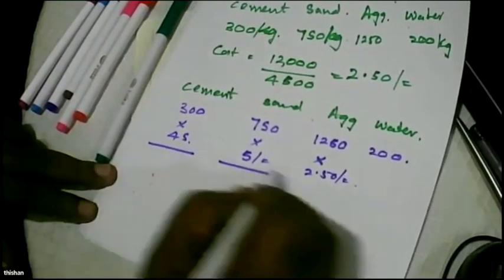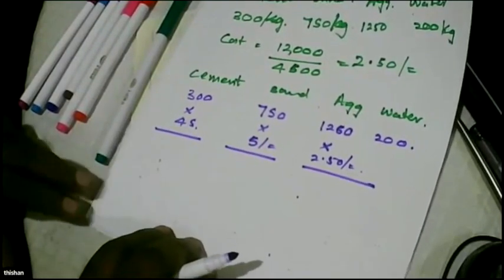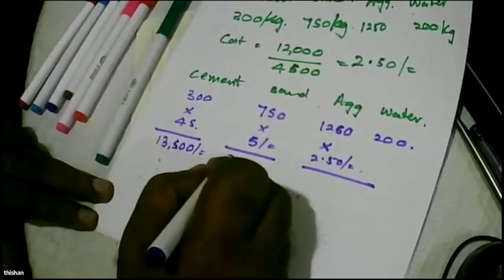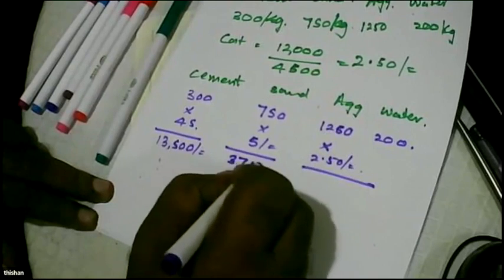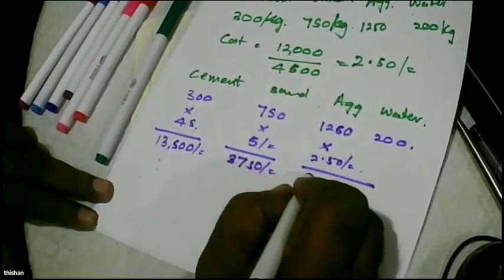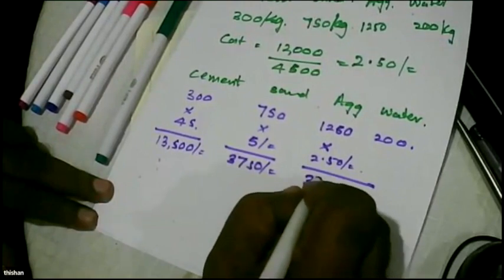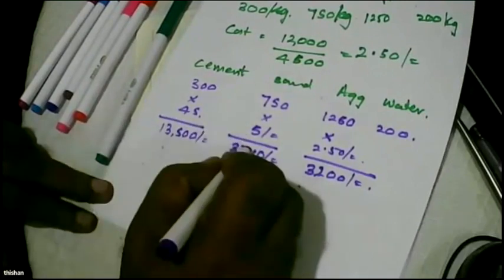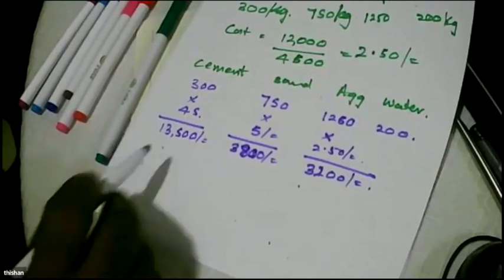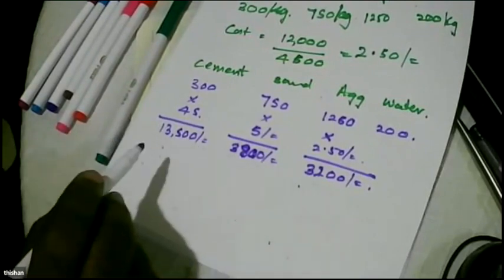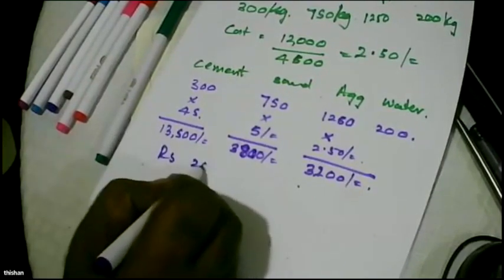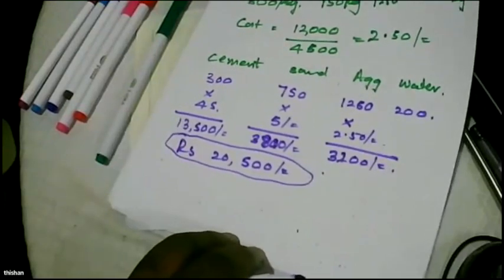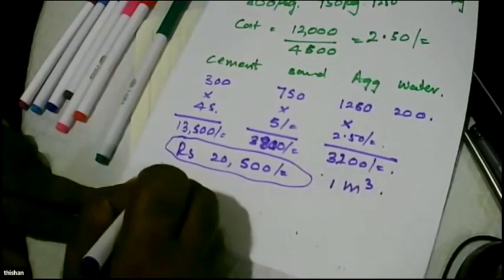And what are the values? 13,500 for cement. 3,750 for sand. 3,125 for aggregates. Shall I say 3,200? Then what is the addition? I'll make this 3,800. So 13,500 plus 3,800 plus 3,200 is 20,500 rupees. That is the cost of materials for 1 meter cube of concrete without labor.